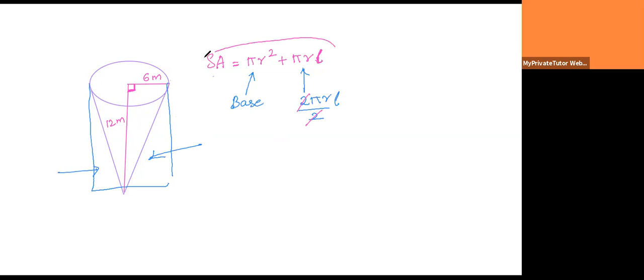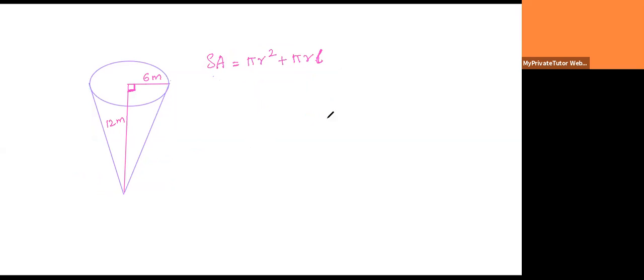This is the basic formula. If you don't know the formula, just find the area of the base first, and the area of the cone, the triangular one. I hope you guys know one-half b h is the area of a triangle, isn't it? So that's why we just need to divide by 2.